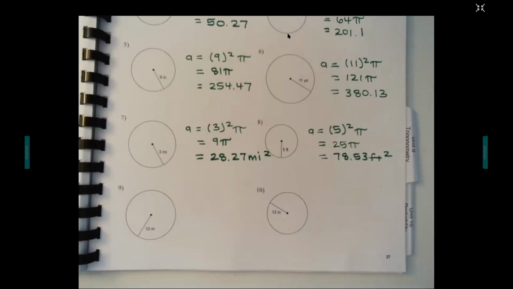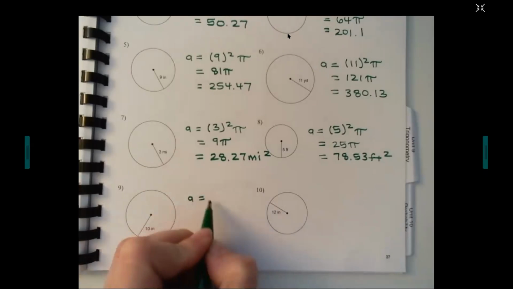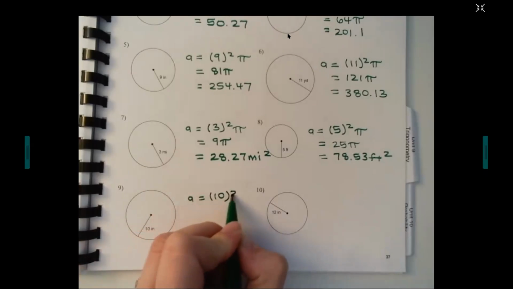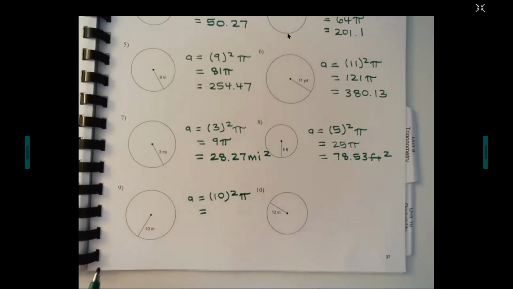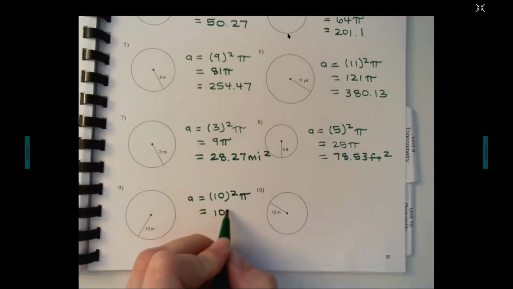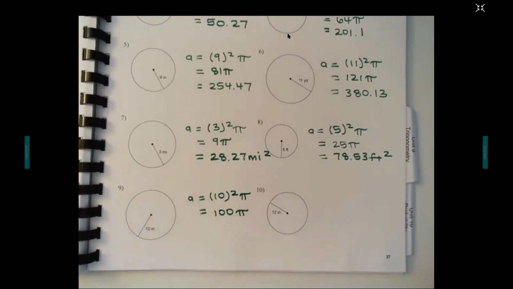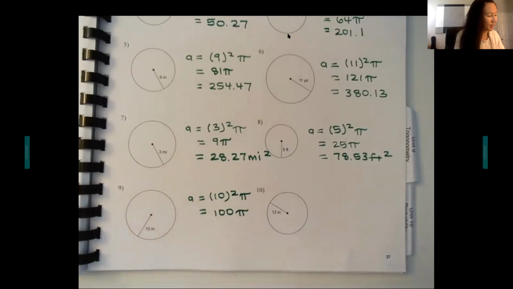Okay, so I got A equals 10 squared times pi. And then I got 100 times pi. And then I got stuck at the decimal. Okay, perfect. Let's go over it.